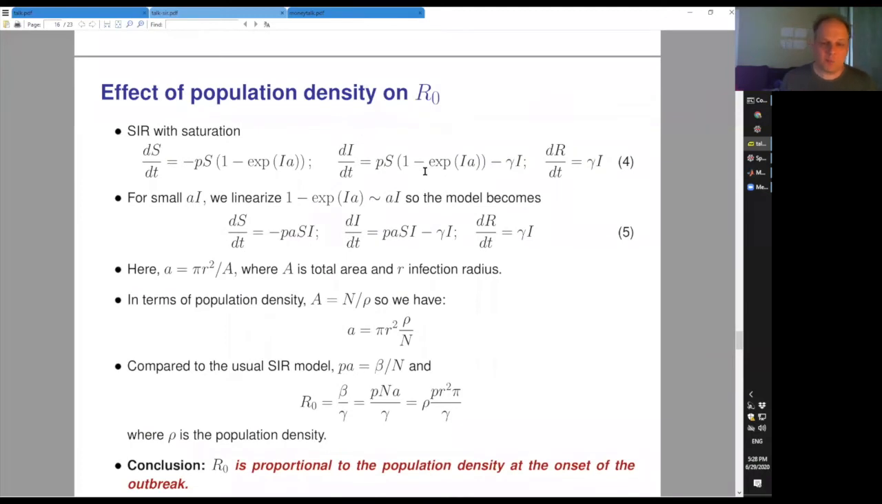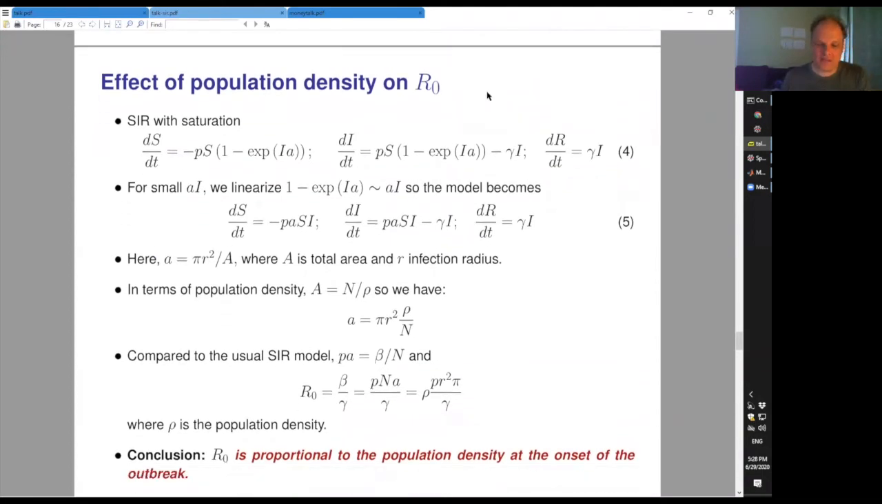So let me just briefly mention the effect of population density on this. How does this saturation depend on the population density? That was my motivation for thinking about it in the first place, because we all know that big cities have outbreaks much quicker than the rural areas. So one expects that R0, the reproduction number, in big cities where there's a more dense population, somehow should be larger than in the rural areas.